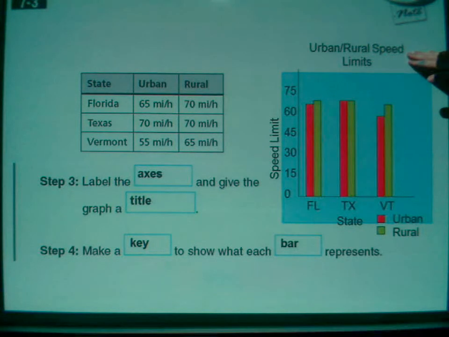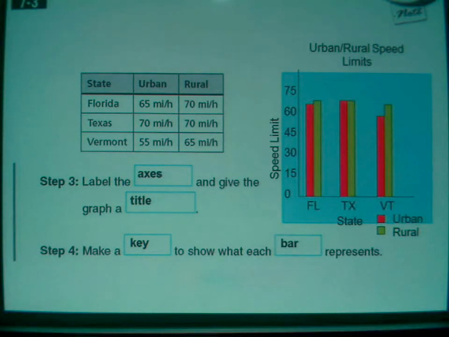So as you can see, we've now titled the graph with urban and rural speed limits. And we've also included what they discussed in step 4, a key. The key tells me how the different bars are represented, in that the red bars represent the urban numbers and the green bars represent the rural numbers. And that would be a completed, in this case, double bar graph.